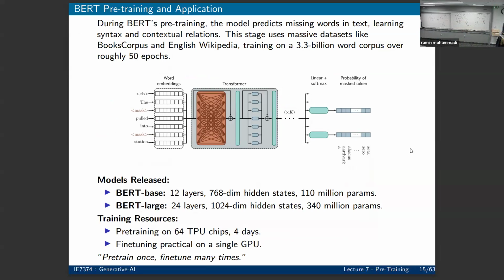Now BERT has different versions. BERT base had 12 layers, 768 dimensions, 110 million parameters. BERT large has 24 layers, 340 million parameters. And as part of the pre-training, it was pre-trained on 64 TPU chips for over 4 days. And you can fine-tune it over 1 GPU now. So you see the benefit of fine-tuning versus pre-training. Not everyone can do pre-training, but the idea is that you pre-train once and fine-tune many times, because everyone with 1 GPU can do the fine-tuning.